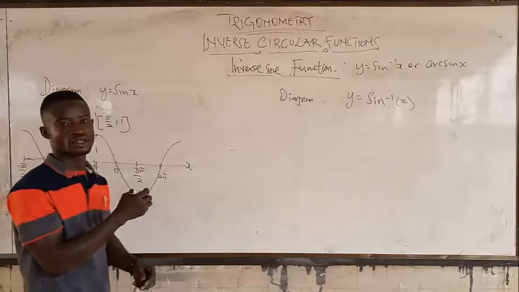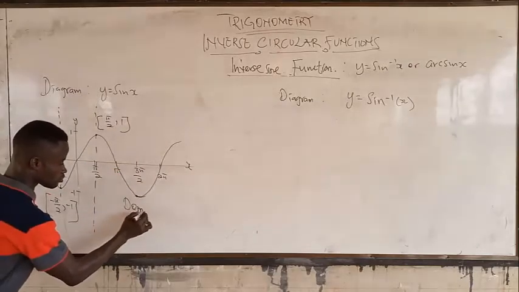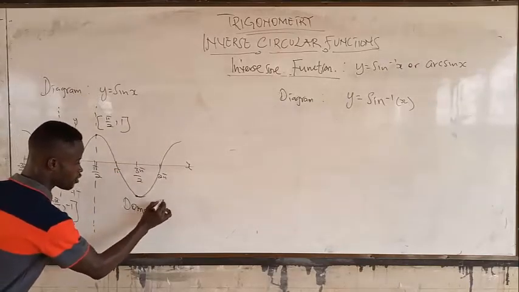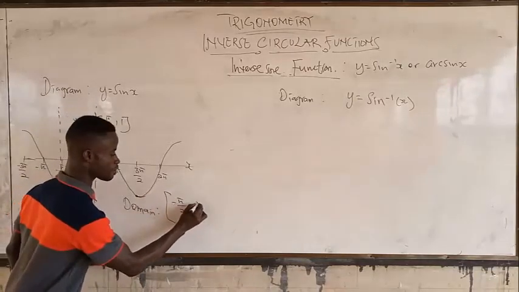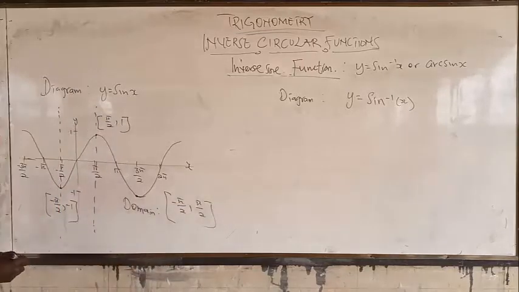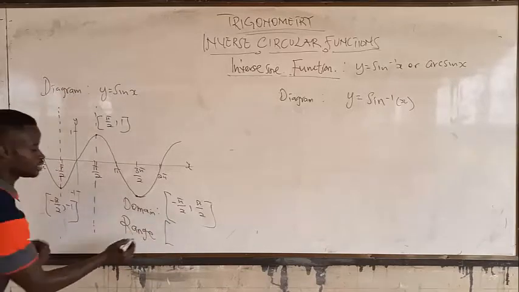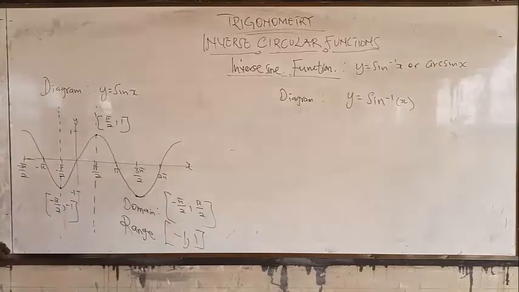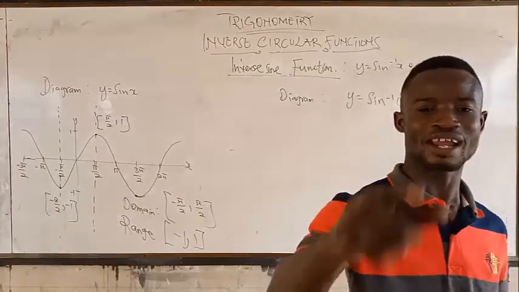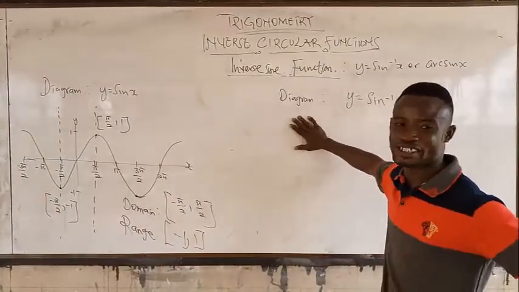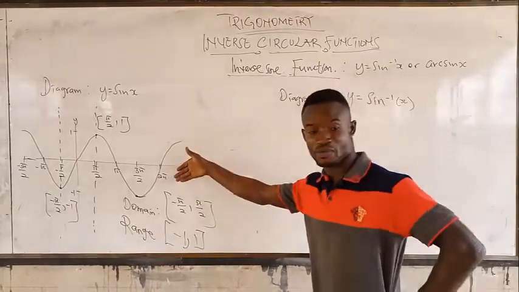Alright. So the domain for this will be within negative pi over 2 and pi over 2. For it to be one-to-one, I hope you're watching, the range will be negative 1 and 1. If we assume it to be in this way, then we get a one-to-one function.